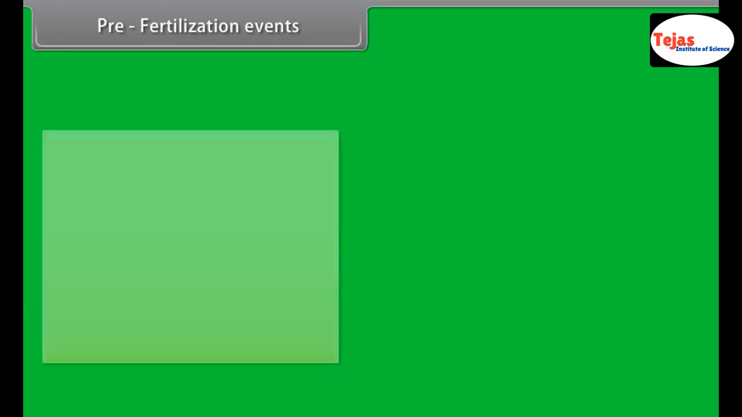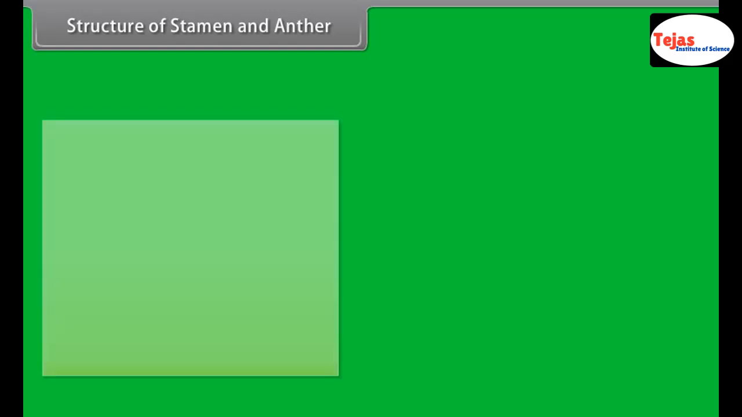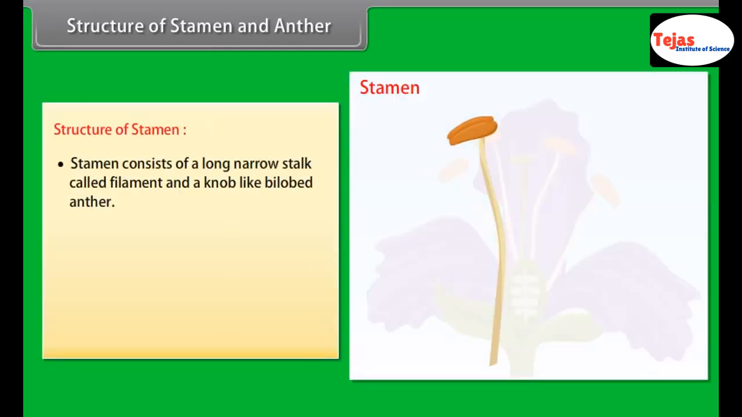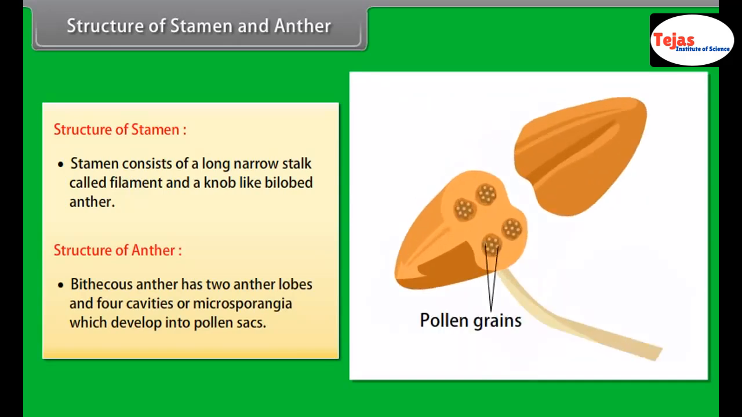Pre-fertilization events. Pre-fertilization events in the sexual reproduction of a flowering plant include microsporogenesis and development of pollen grains, megasporogenesis and development of female gametophyte. Structure of stamen and anther. Stamen consists of a long narrow stalk called filament and a knob-like bilobed anther. Structure of anther. A typical anther is bithecous, with two anther lobes and four cavities or microsporangia which develop into pollen sacs.